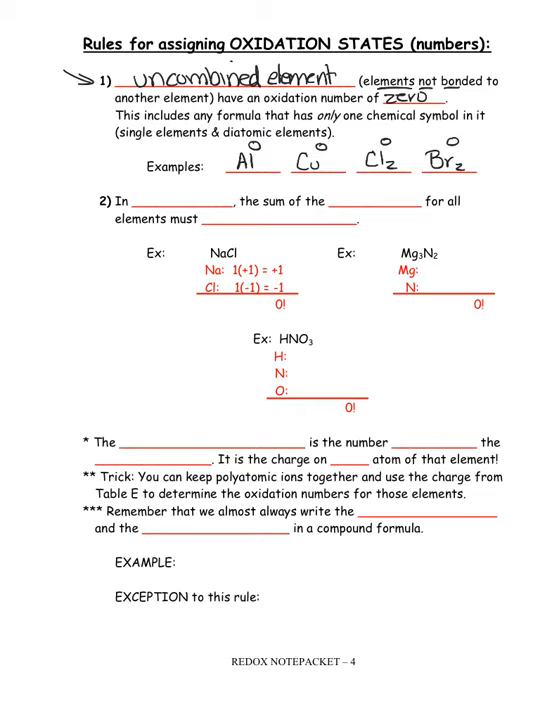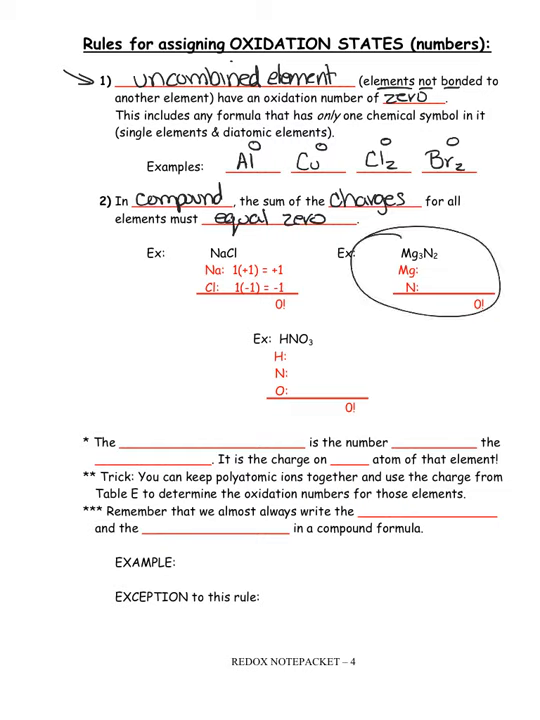Okay, rule number 2. In a compound, the sum of the charges for all the elements must equal 0. Must equal 0. Okay? So there's a couple examples here.